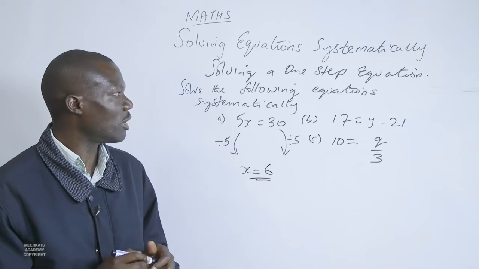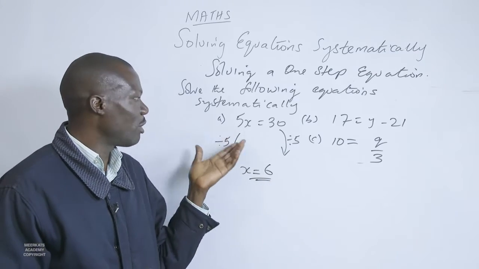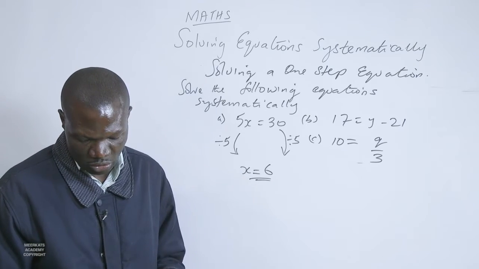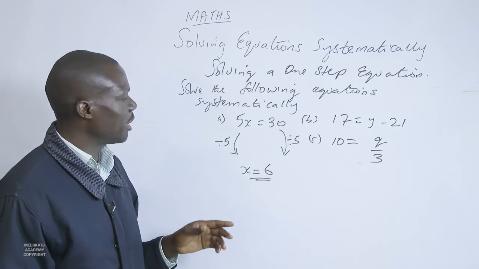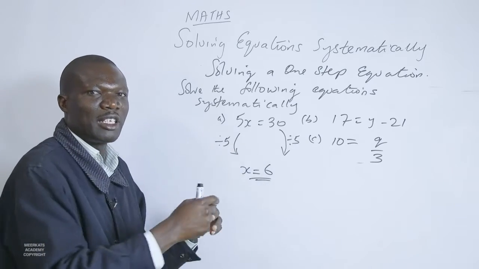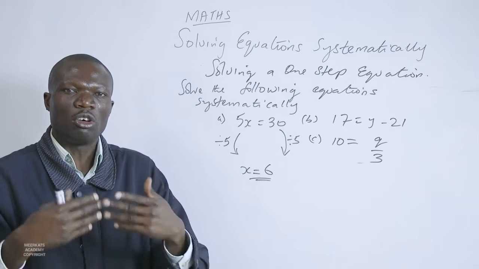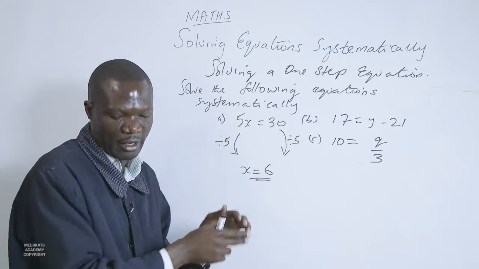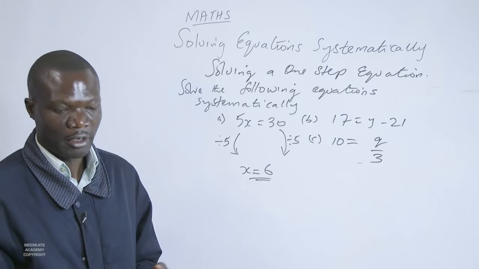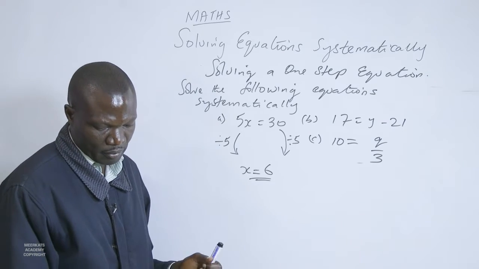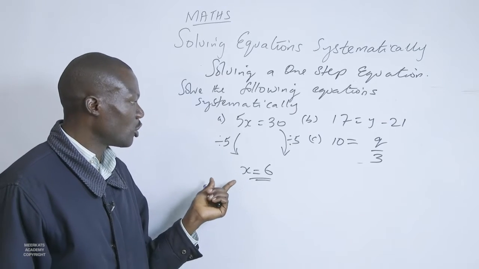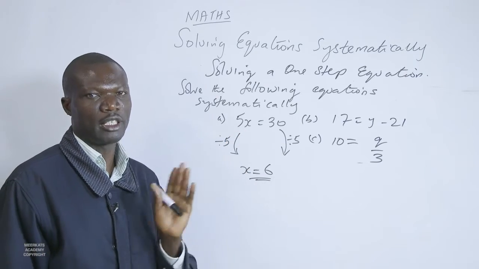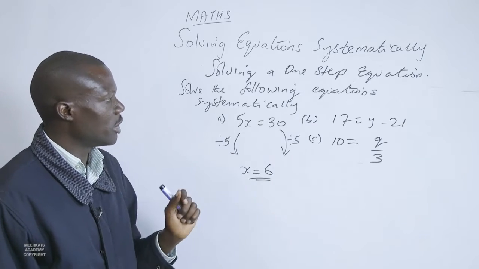So for this one, it's just a one-step equation. 5x = 30, and when you solve it, you find that the value of x is 6. The operation on x here is 5 times x, and the opposite of multiplication is division. That's why we have divided by 5 on both sides. So we agree that the solution for this equation is x = 6.